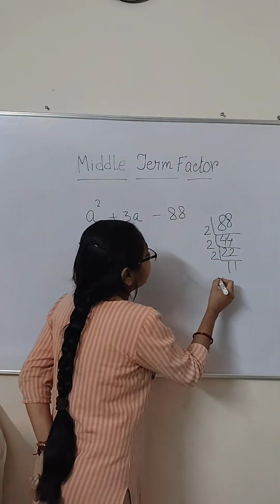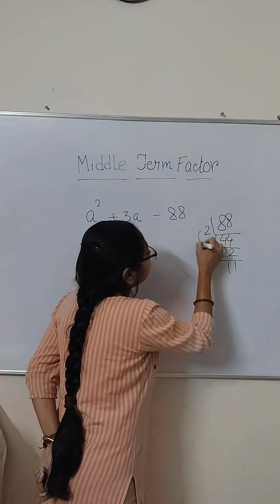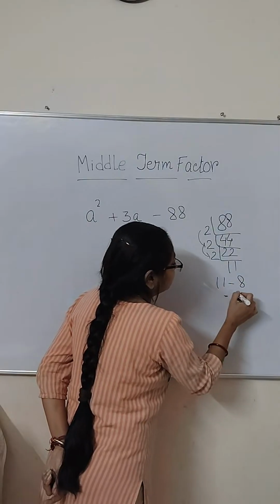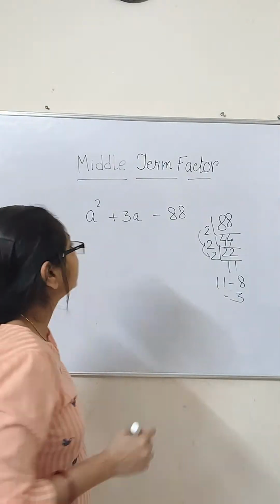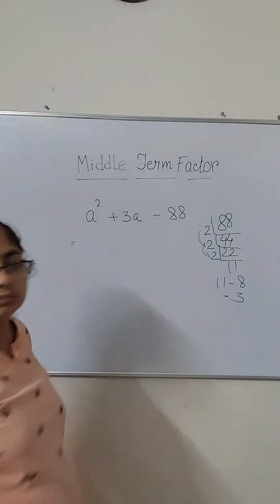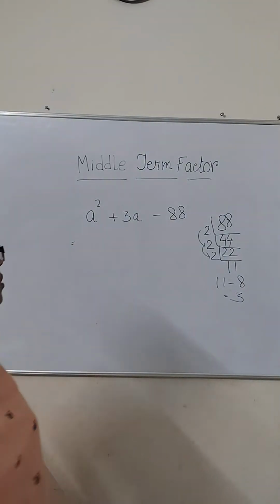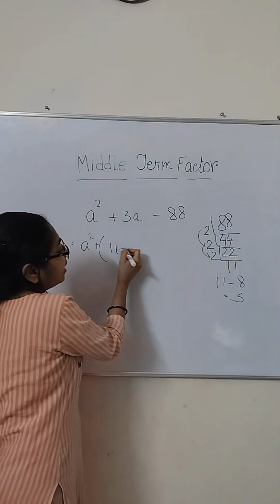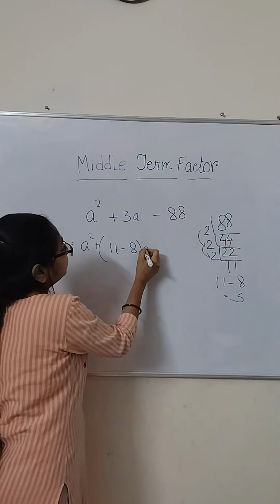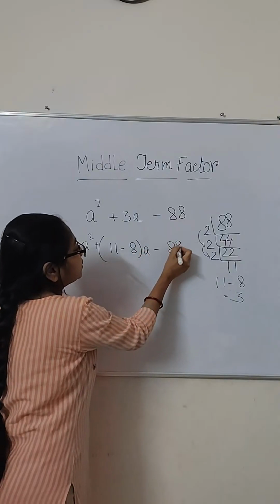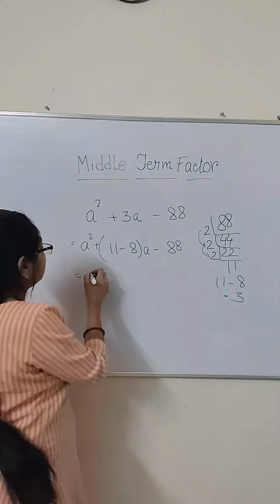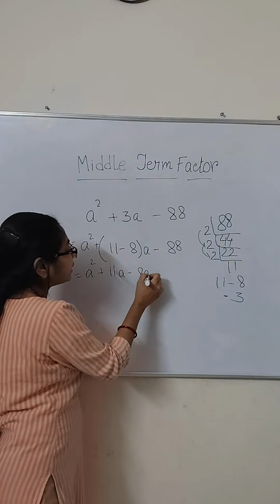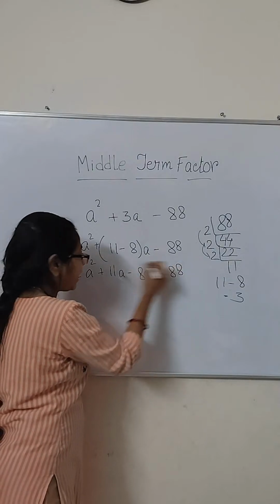So I can write 2, 2, 4, 4, 2, 8. 11 minus 8 equal to 3. Okay? Now, a square plus 11 minus 8 minus 88. Remove the bracket. A square plus 11a minus 8a minus 88.